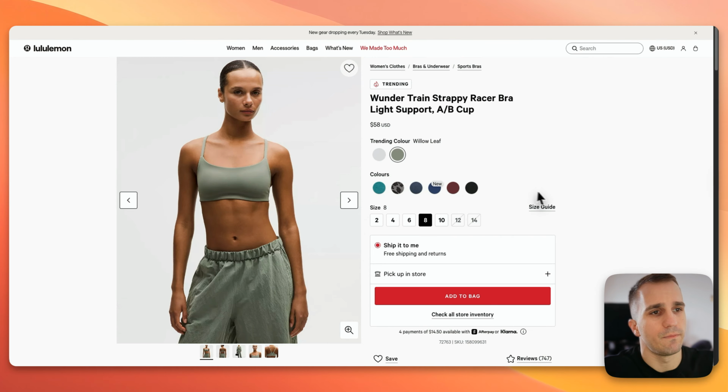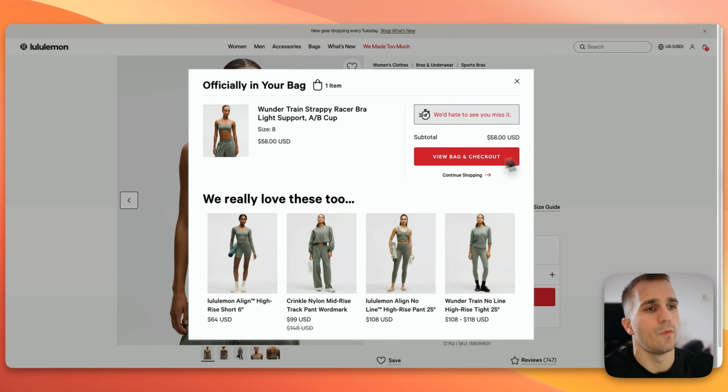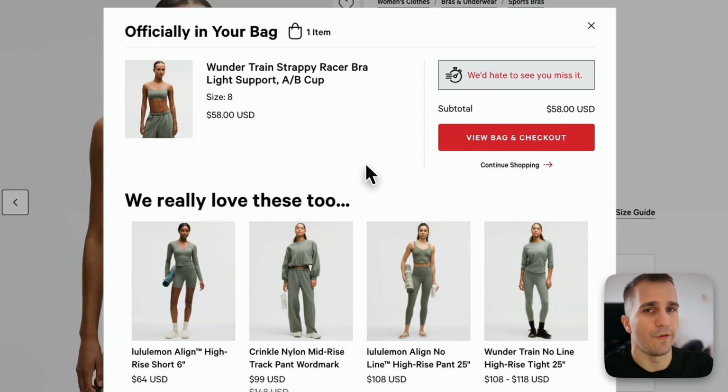So here we have this product. Let's say we want to add whatever size here. We click on add to bag. Here where we have this cart confirmation, you can see at the top we have "we'd hate to see you miss it." So that's literally a subtle way to communicate that you might miss this item and you're not going to have the opportunity to buy it again.